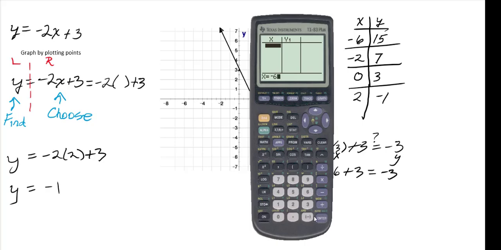So now I'm going to copy the numbers I have on the table here, and notice that it matches exactly my table. So when X is -6, Y is 15, and so on. And there you have it. So this is how you create a custom table. Instead of having the calculator generate X values for you, you can make up your own X values.